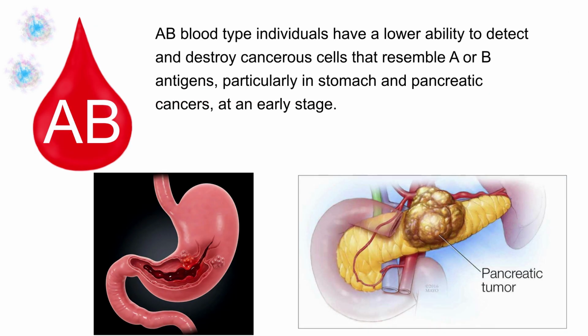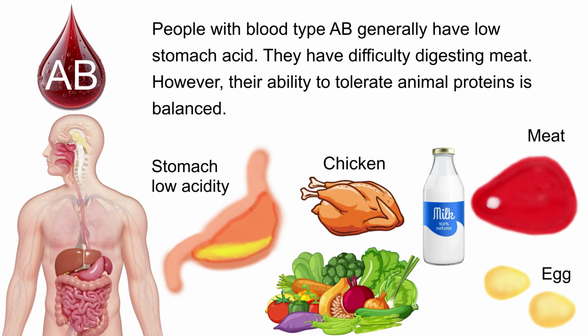AB blood type individuals have a lower ability to detect and destroy cancerous cells that resemble A or B antigens, particularly in stomach and pancreatic cancers, at an early stage. People with blood type AB generally have low stomach acid. They have difficulty digesting meat. However, their ability to tolerate animal proteins is balanced.